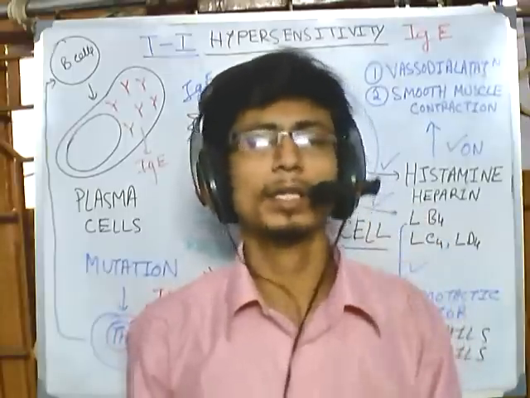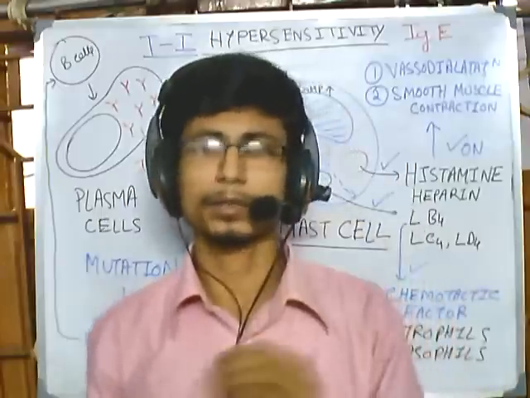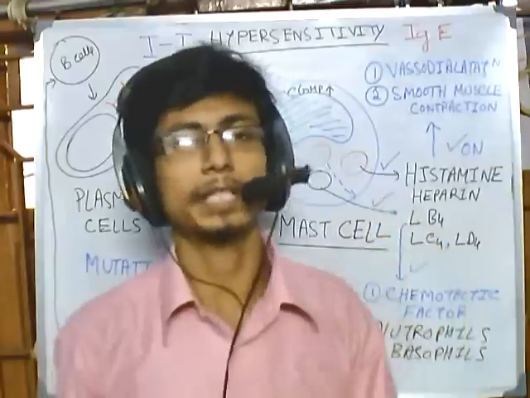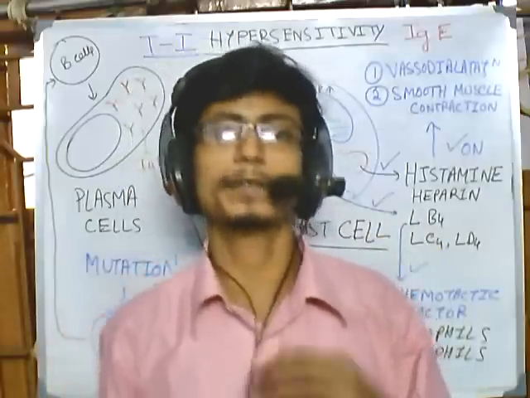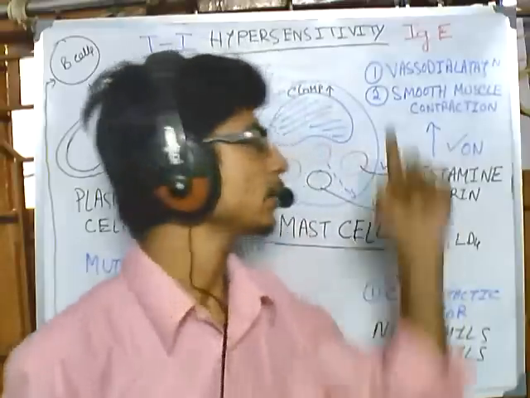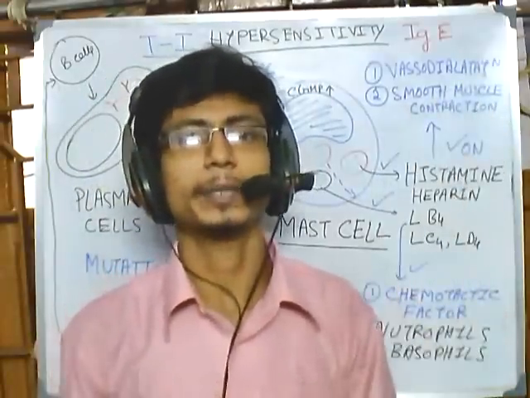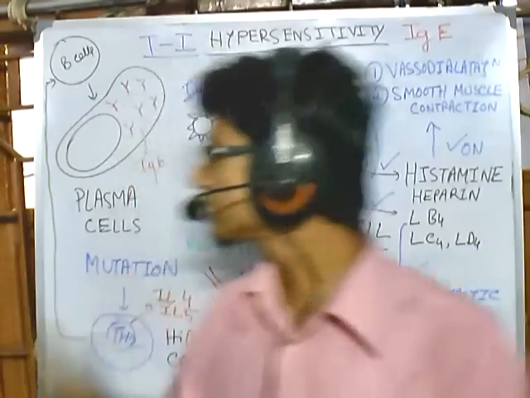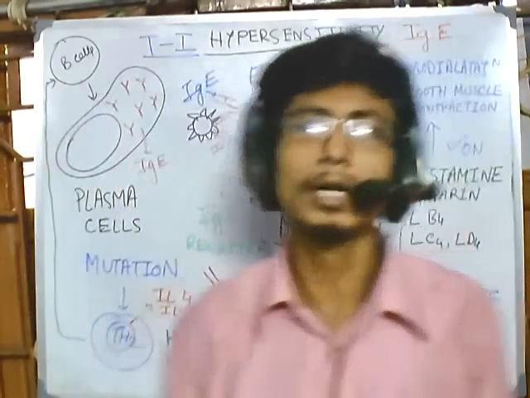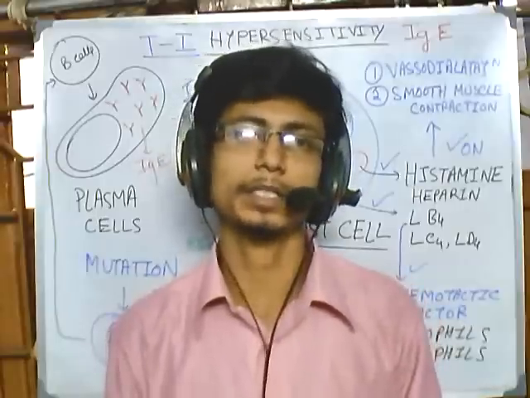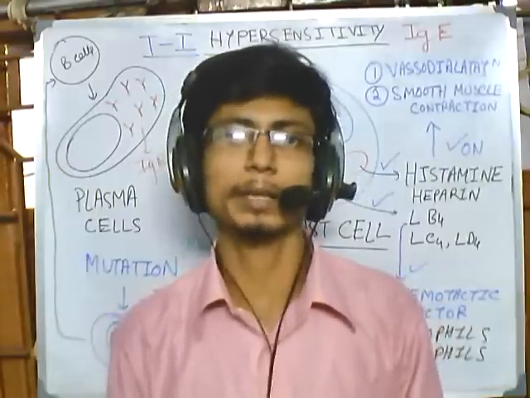The effect may be small, sometimes slower, and in some individuals the effect could be life threatening. Especially if you are having asthma or something like that, it could be life threatening because smooth muscle contraction can lead to airway constriction. So this is the overall process of type 1 hypersensitivity reaction that we can find in most cases in individuals, and I hope this will help you. Thank you.